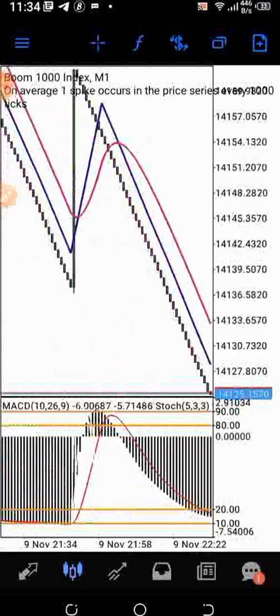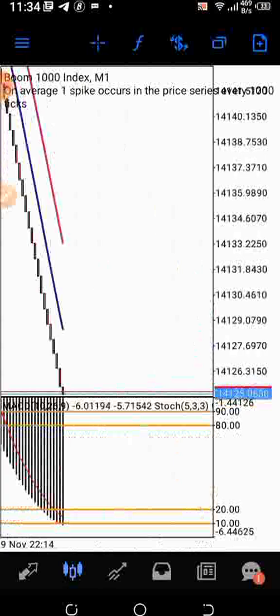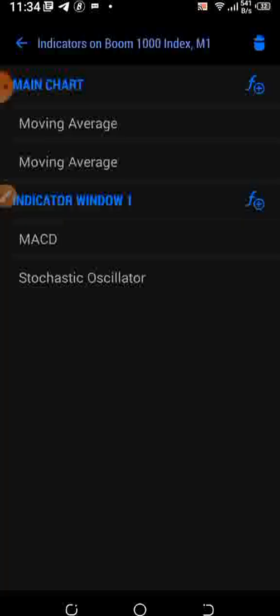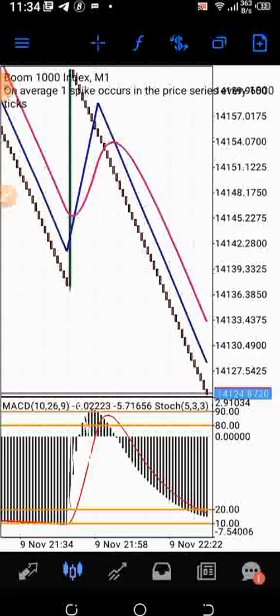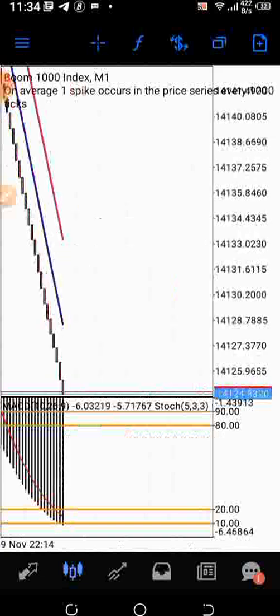On the main chart I just have 2 indicators, 2 moving averages. Then on the window 1 I have about 2 indicators again, making it 4 indicators. So this strategy is very simple. This is how to scalp Boom and Crash, how you can actually be picking some candlesticks.